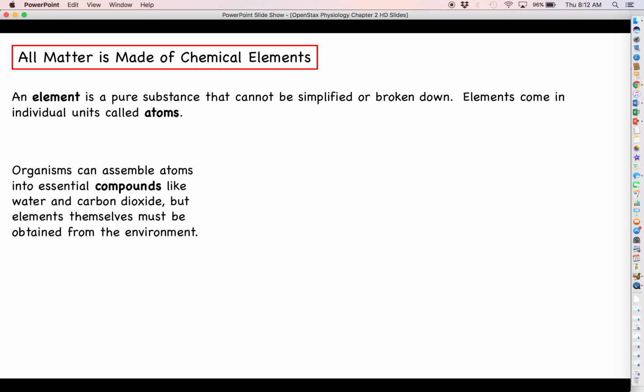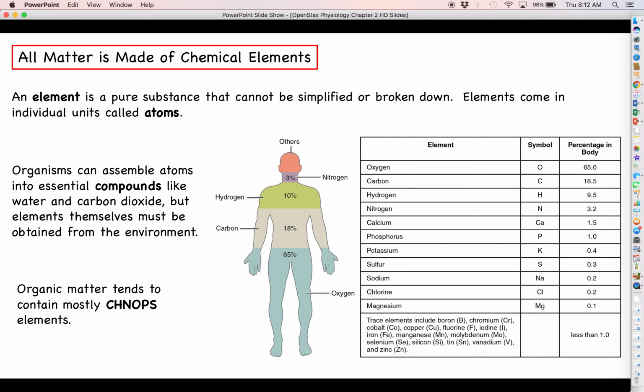We discussed atoms in the last chapter in saying that it is the simplest unit of biological organization. So organisms can take atoms from the environment and assemble them into essential compounds and molecules like we were discussing. So molecules like water, carbon dioxide, and glucose. But elements themselves, elements like oxygen and carbon and sodium and iron, have to actually be obtained from the environment, meaning from the things that we eat and drink.